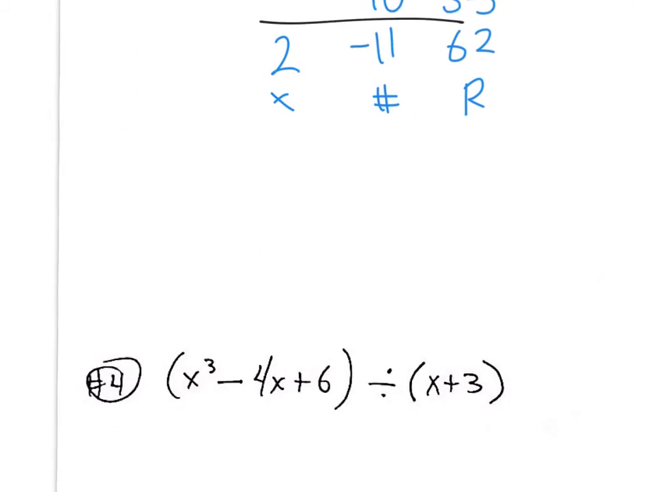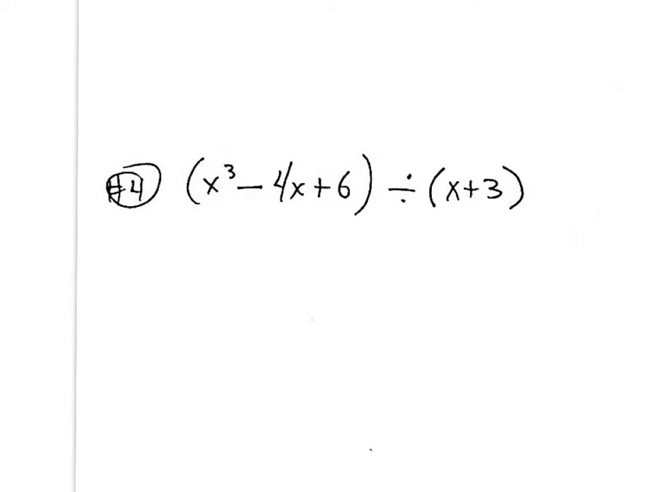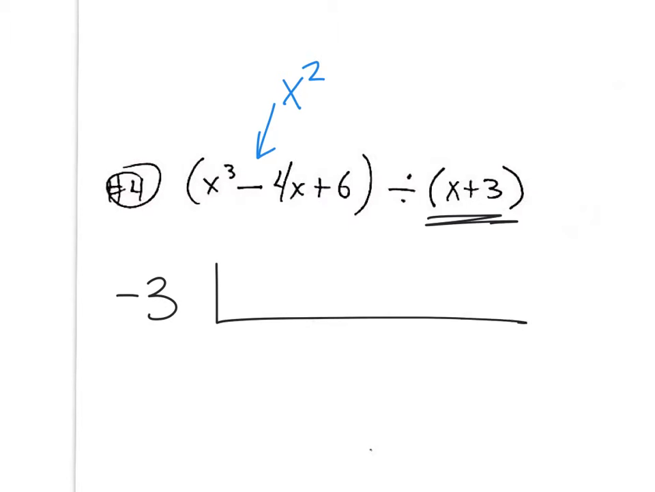And for number 4, this one was tricky because you see how there's no x squared term. So we have to take that into account. So when we set this up, we will change the sign of that. And our coefficients are 1, 0, negative 4, and 6. I'm going to say that once again. Our coefficients are 1, 0, negative 4, and 6. So again, this 0 is a placeholder in the x squared column.